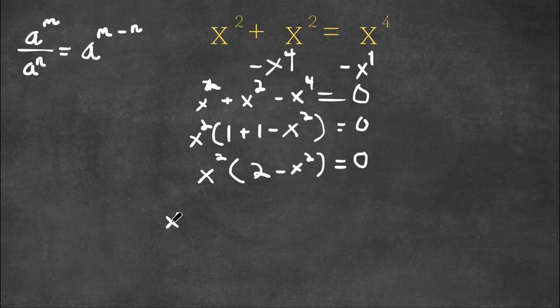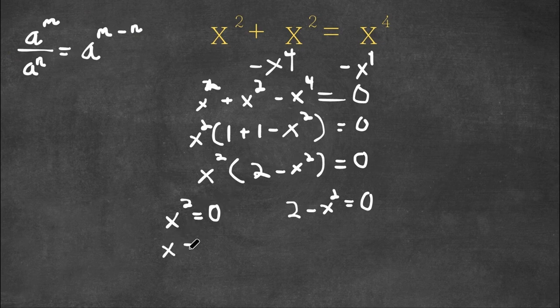And now this gives us two equations. Our first equation is x squared is equal to 0, and our second equation is 2 minus x squared is equal to 0. Now for x squared equals 0, well, this is simple. The only number whose square equals 0 is simply 0. So for this, we have x is equal to 0.